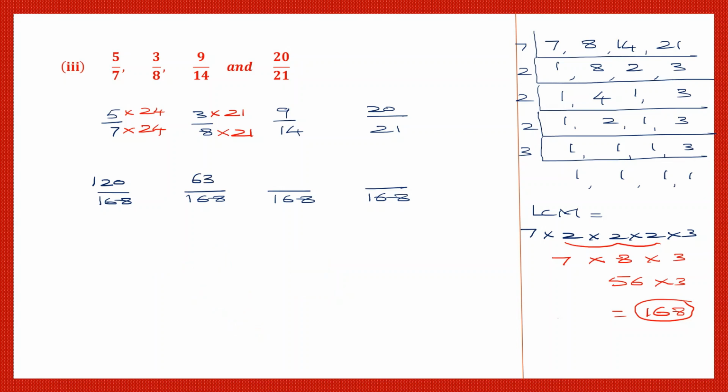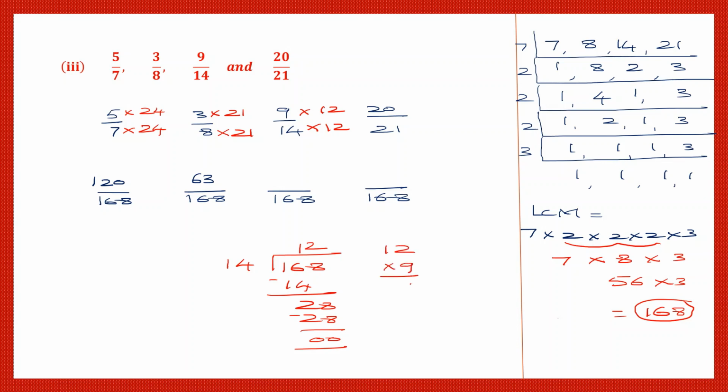Now the third fraction, 14 into what will give us 168? Again, let's divide 168 by 14. 14 ones are 14 minus, 28. 14 twos are 28 minus. So what do we have now? 12. 14 into 12. Similarly, we have to multiply 9 also by 12. So 12 into 9. 9 twos are 18, carry 1. 9 ones are 9 plus 1 is 10. So 108. So we've got our third fraction also.